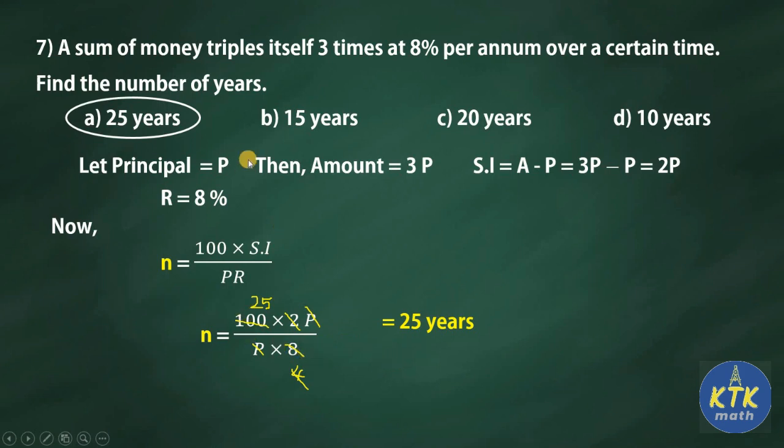Make sure that in these kinds of questions, they didn't give any principal value or amount value. The only clue is that the amount becomes 3 times its principal, so I am assuming it as P. You can use X also. If you assume it as X, principal value is X, amount value will be 3X, then simple interest will be 2X. You can use any variable, but make sure you substitute in the right formula with correct cancellations. So the answer for your 7th question is 25 years. We'll move to the next one.